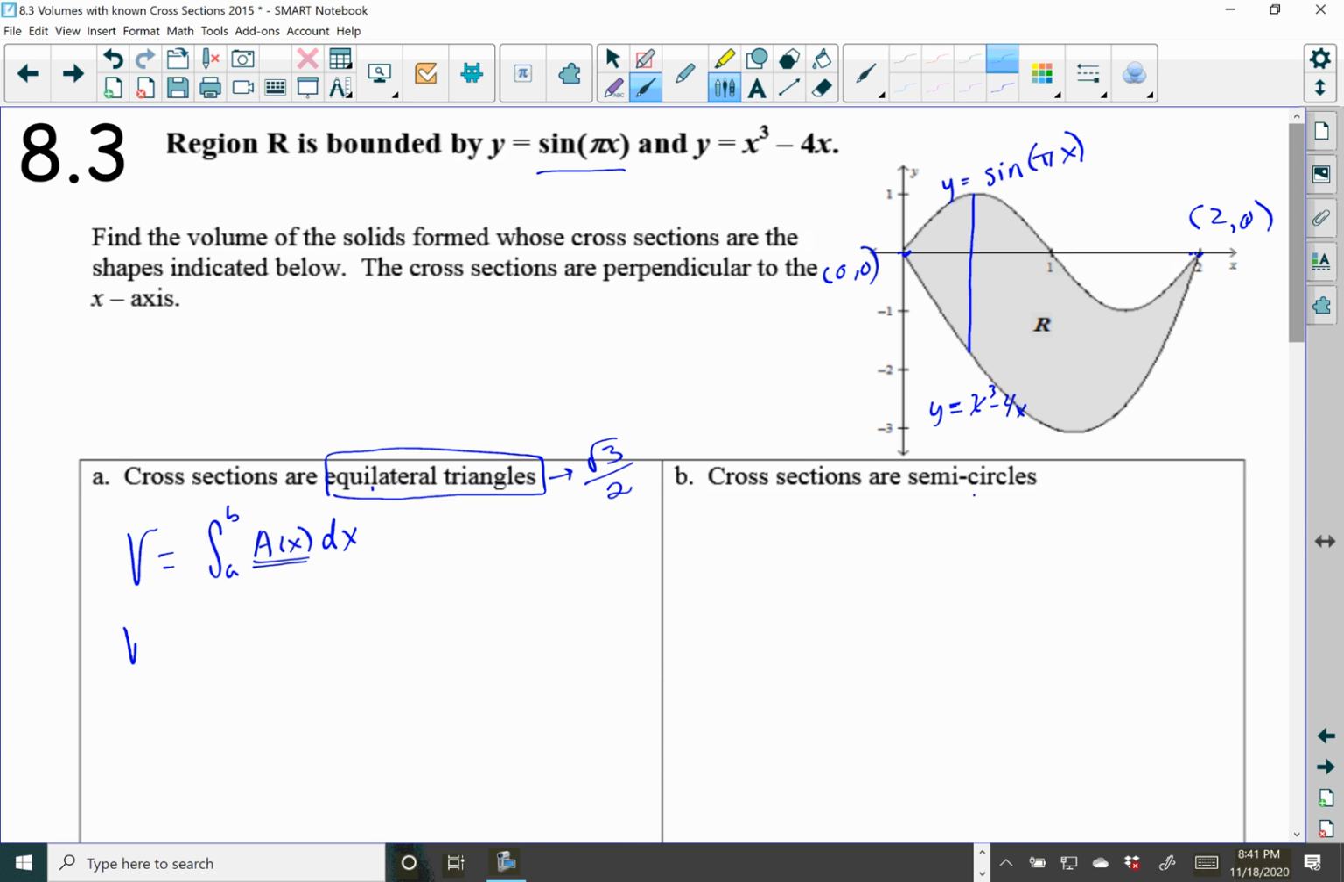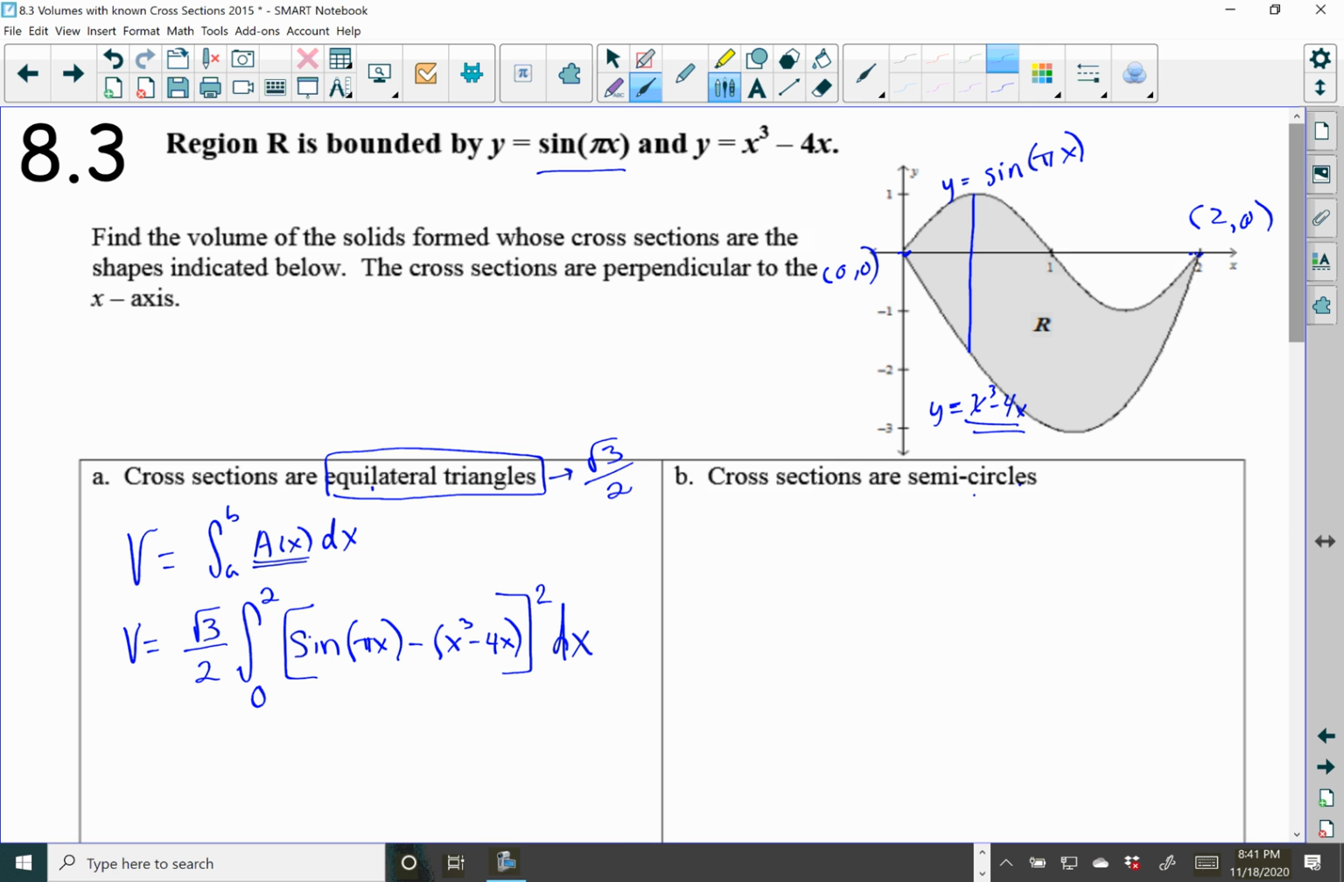Now, let's go. Volume. Since we're working with an equilateral triangle, I'm just going to go straight into root 3/2 times the integral from 0 to 2, that's our a to b. And I need to go top function, sine of pi x, minus bottom function. Needs an extra parenthesis because of the distributing of this particular negative, right? So get that in there. And then it's that difference squared dx. I don't have a number for you. You could put it in your calculator if you wanted to.